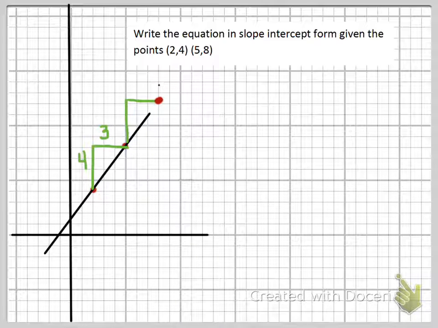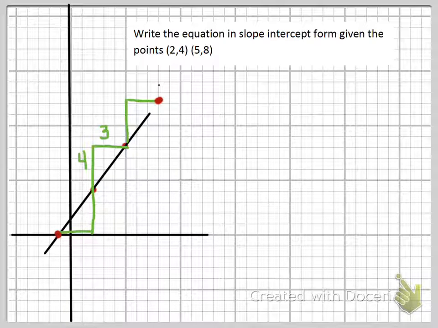Okay, I could find another point. So if it's going up 4 and right 3, then it's also going down 4 and left 3. So there would be another point on the line right here. There's actually a bazillion points on this line, an infinite number of points. But I like to call these pretty points because they have coordinates that are whole numbers.